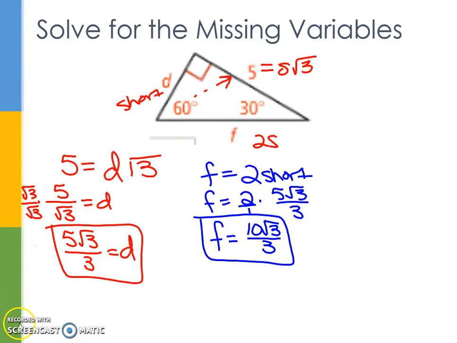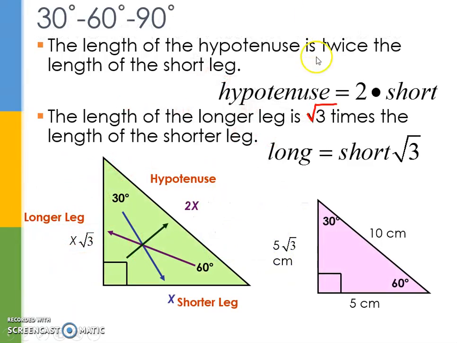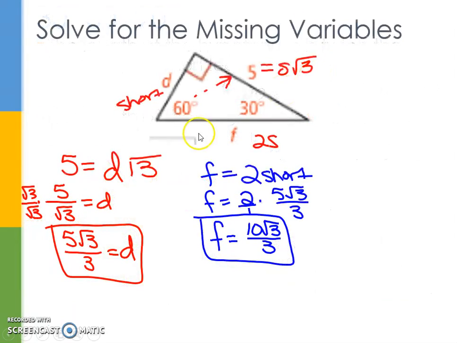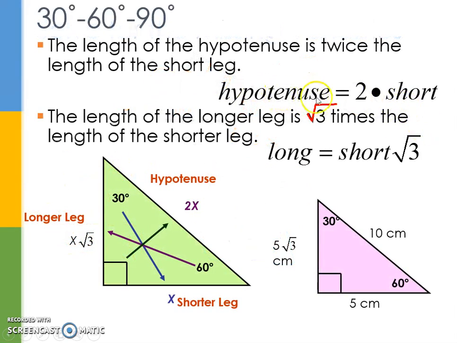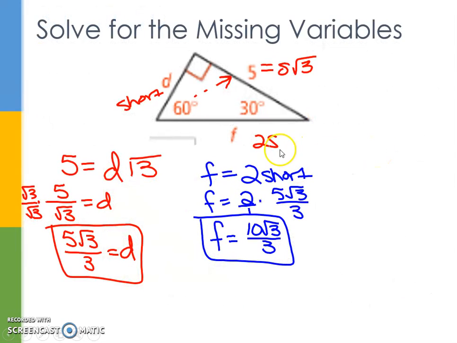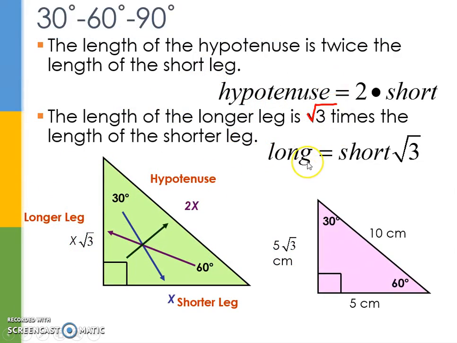So right here, this one is a little bit complicated. We're going to apply these two rules to do this. Right here we have to find the short side. The hypotenuse is 2 times the short, and the long is short radical 3. We're going to apply that. We have to find the short side and the hypotenuse. What's given is just 5 and the angles. So if you have a 30, 60, 90 triangle, then you can use these two rules, okay?